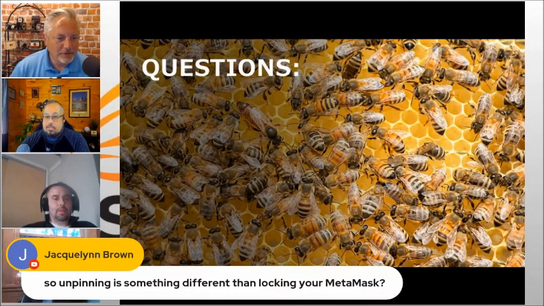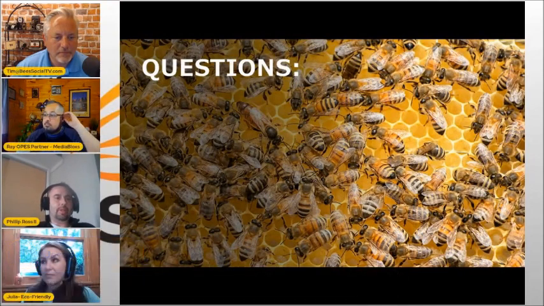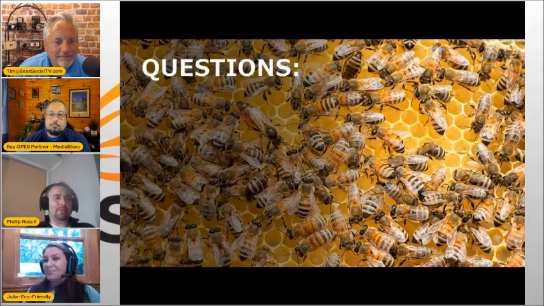Go ahead. So Julia says unpinning is something different than locking your MetaMask. Yes, it is. Unpinning it so that the program is non-existent to the user. It won't show it. A lot of people don't know that. I did the research and saw it, and I was like, what? So you could just unpin this, but the only thing that sucks about that is that you have to put all your seed phrase back in, but that's okay because you're safe.